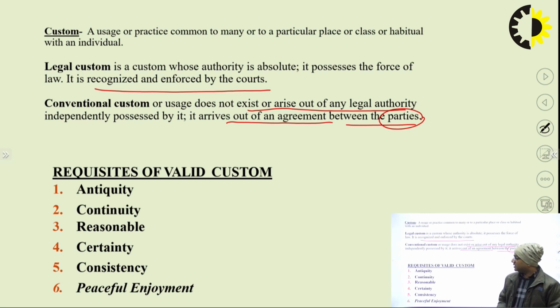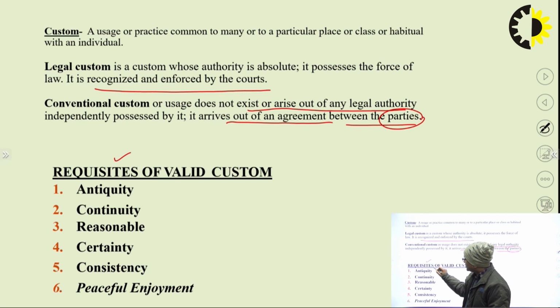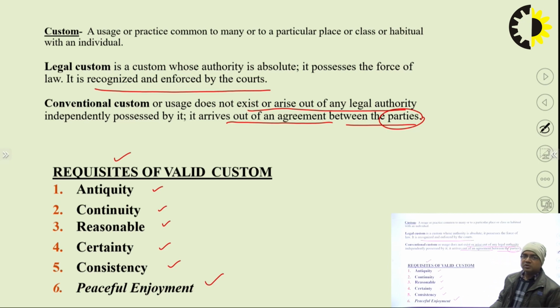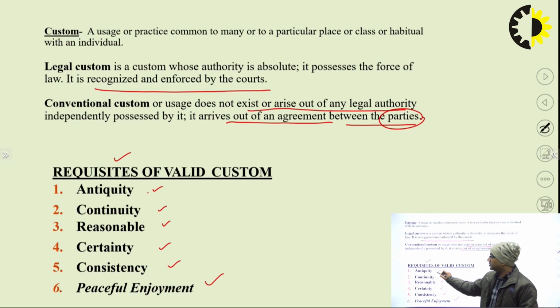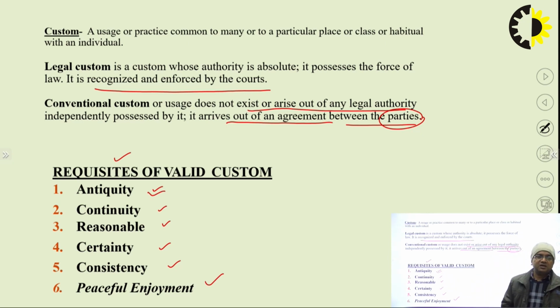If we talk about requisites, that is, what characteristics should be present in a custom for it to be possible to give it legal recognition: firstly, the antiquity. It simply means that the particular custom has been practiced from time immemorial, by a large number of people, for a very long time. Secondly, the continuity. There should be continuity as well. It shouldn't be that people sometimes follow it and sometimes avoid it. Such incidents shouldn't take place.